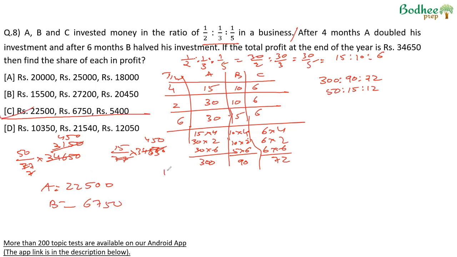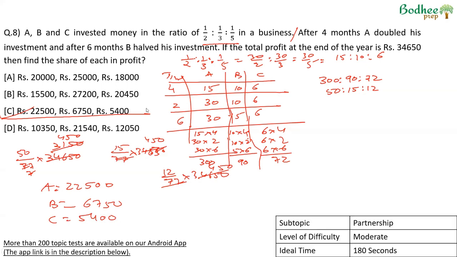And therefore, C will get 12 upon 77 of 34650, which is 12 into 450. 4500 plus 900, C will get 5400. Hence, option C. Again, here the investment and times were mentioned. We just had to calculate the ratio of the profit.